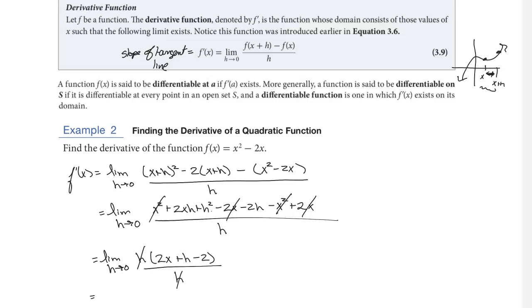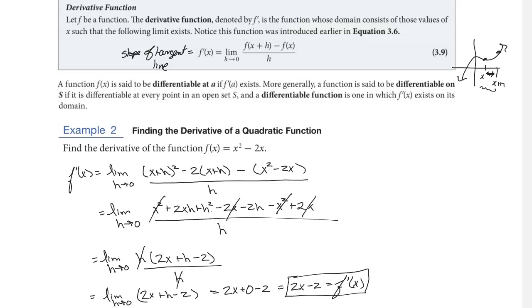The reason we want to factor that out is, remember, we want to take the limit as h goes to 0. This h in the bottom for this particular one is going to give us an issue because we cannot divide by 0. So that's why that cancellation is important there. So we have 2x plus h minus 2 left. And if we look at what happens as h goes to 0, we're going to approach the function 2x minus 2. So there's the derivative. And that derivative will give us the slope of the tangent line at any point along that graph.